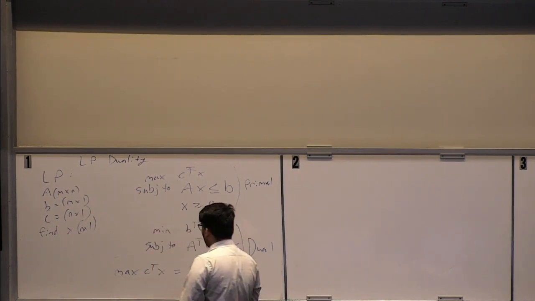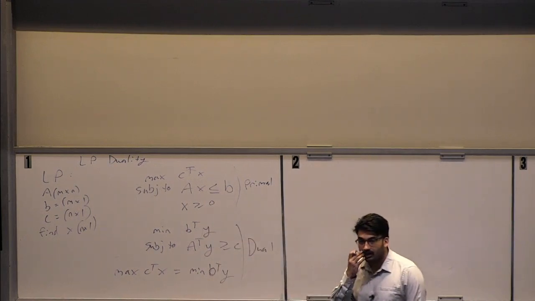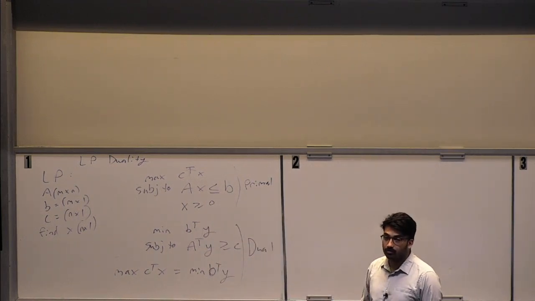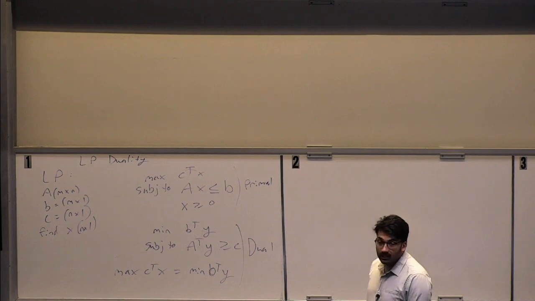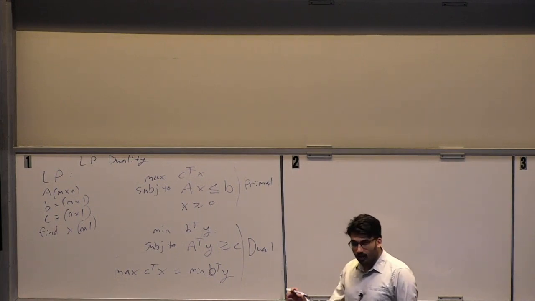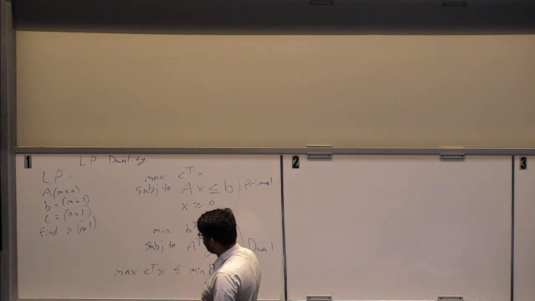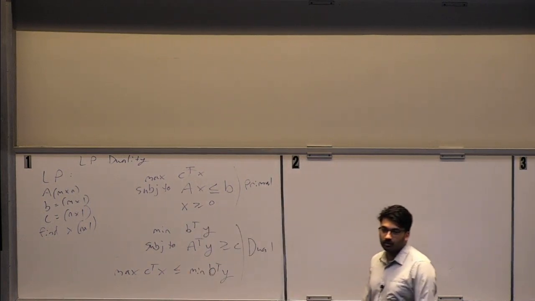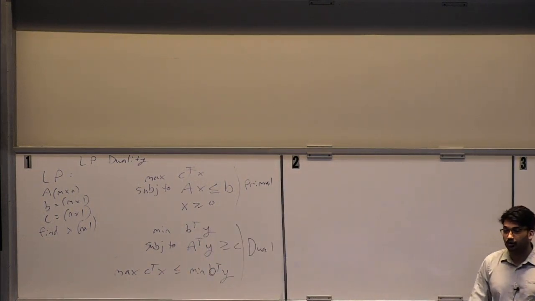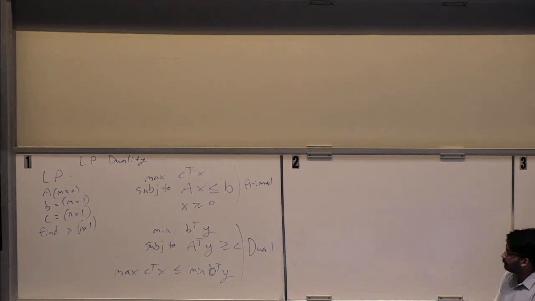Now, we're not going to be able to prove they're equal because that's called strong duality, and that proof would take like 70 minutes. But we don't need strong duality for the proof. We'll use something called weak duality, which is just that, right? So we'll be able to prove a useful part of it very simply.